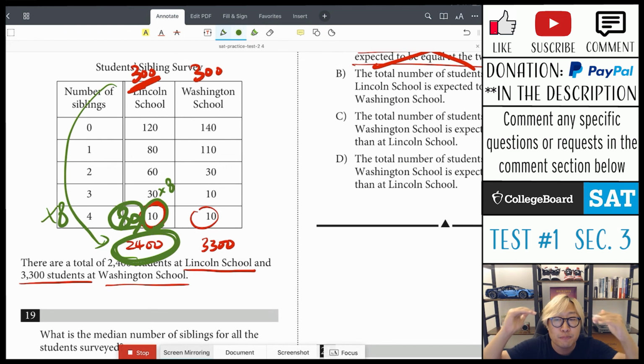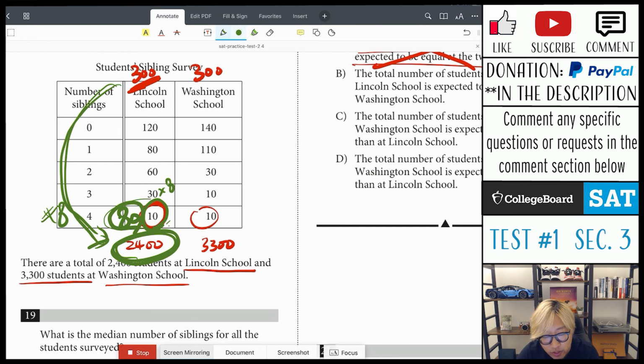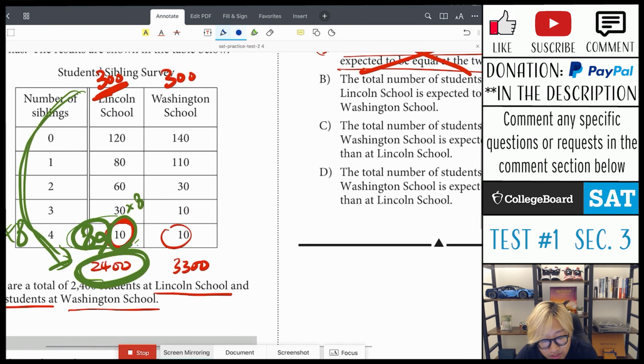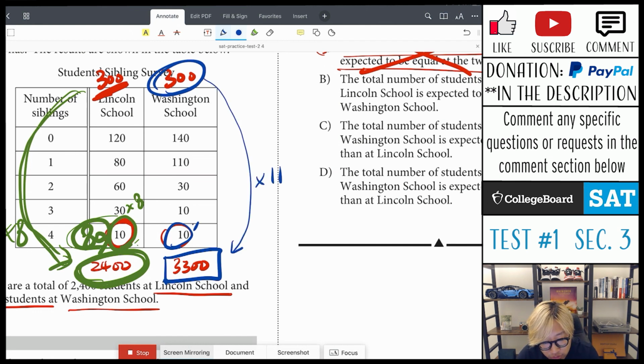It's only 10 people who said they have 4 siblings, but if you want to make that out of 2,400 people, you might want to multiply by 8, just like what you should do over here to this number as well. So for Lincoln, we want to call it 80. And let's apply the same concept here for Washington. It's only 10 out of 300, but if you were to make that a representation of this entire 3,300 people at that school, then that basically is times 11. So you should do that times 11 here as well. And most likely we're looking at 110 people expected who would have 4 siblings at Washington School.